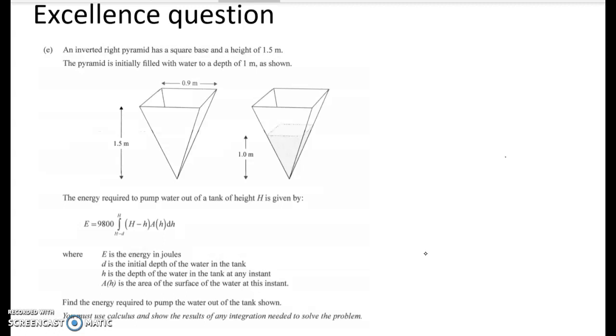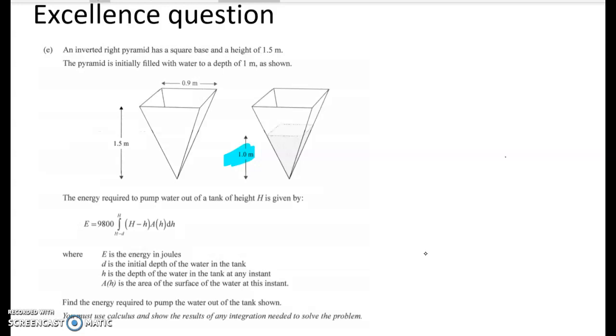So we're given a diagram showing us an inverted right pyramid, meaning it's got a right angle if you stick a line through the middle. Right, so what does that mean? It means if you think about the centre of the pyramid base, you've got a right angle triangle in here. And the pyramid's initially filled up with water to a depth of 1 metre.